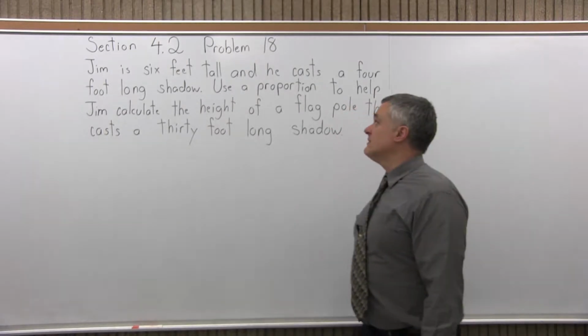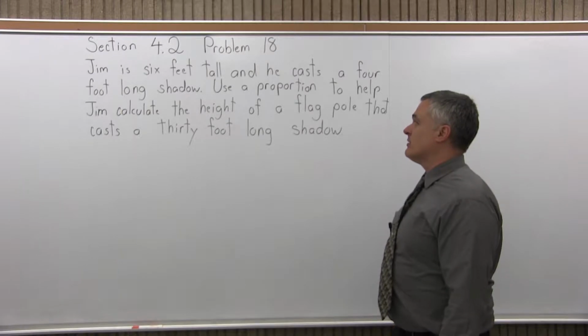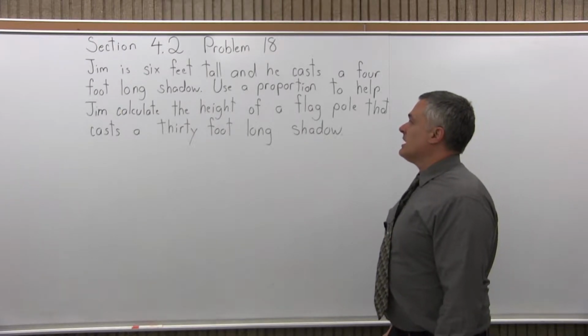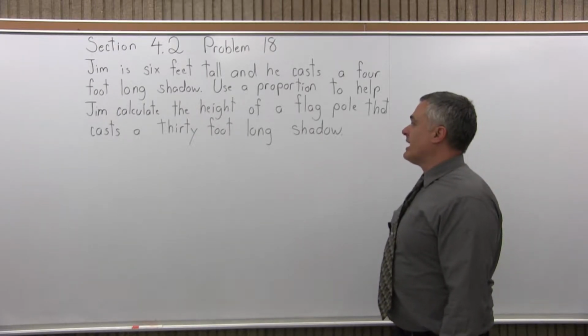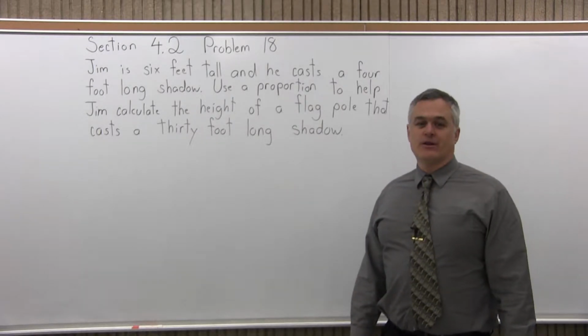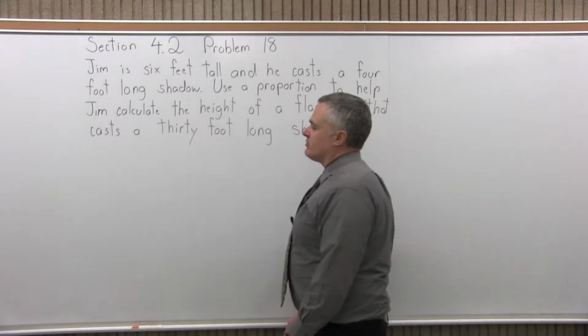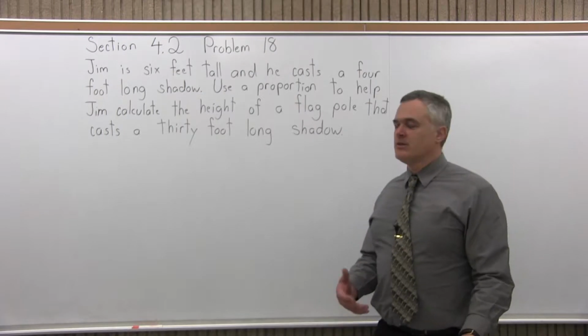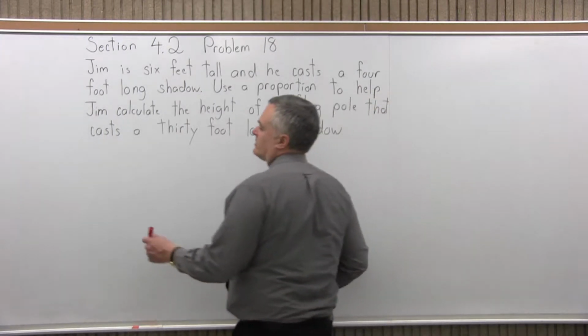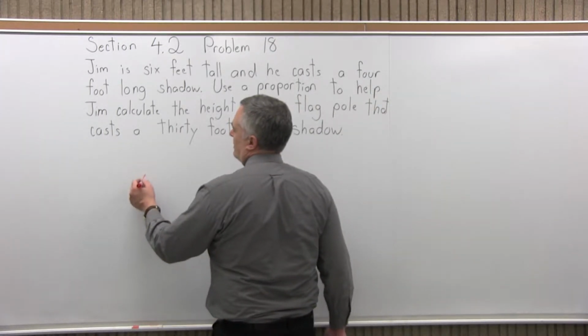It says Jim is 6 feet tall and he casts a 4-foot-long shadow. Use a proportion to help Jim calculate the height of a flagpole that casts a 30-foot-long shadow. So this is a common type of application problem. You have something with a known height, you can measure the shadow and use that to determine the height of something that you don't know.